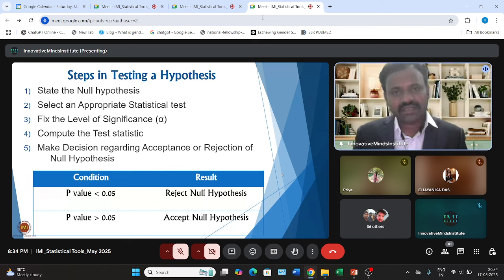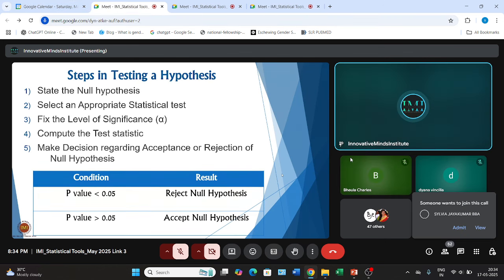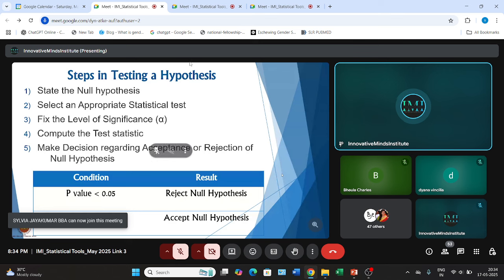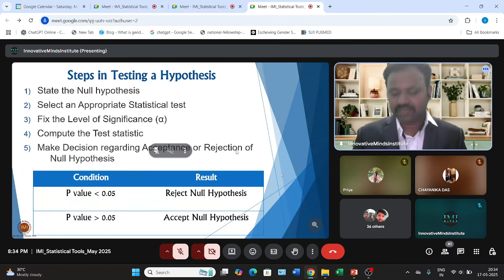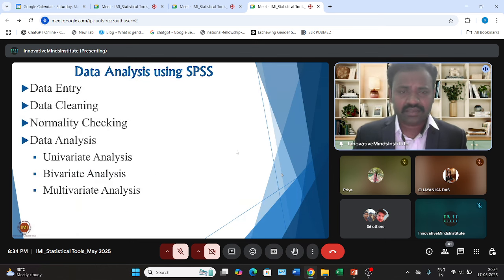These are the simple steps for testing a hypothesis. You develop a null hypothesis, or whatever your hypothesis may be, converting it into a null hypothesis, select an appropriate statistical test, then note down the level of significance, compute the statistics using SPSS, and then you can announce the result: yes, there is a relationship. Fine. So now I am going to tell you about data analysis using SPSS. First, you need to enter the data. Data cleaning is very, very important, but most of the time we are not doing it. Checking the normality.